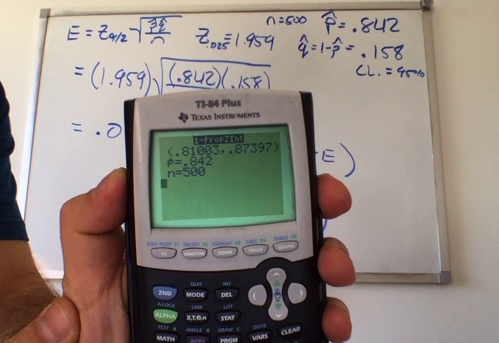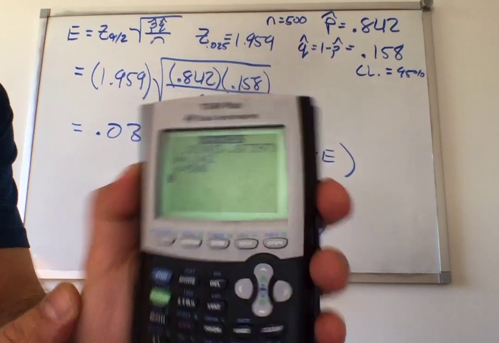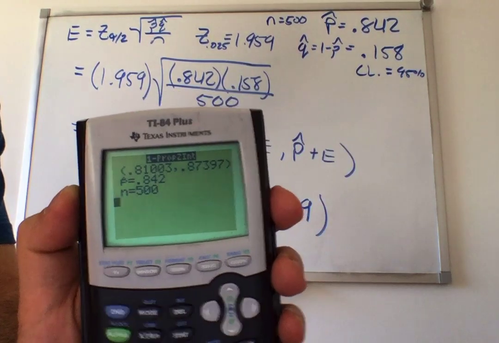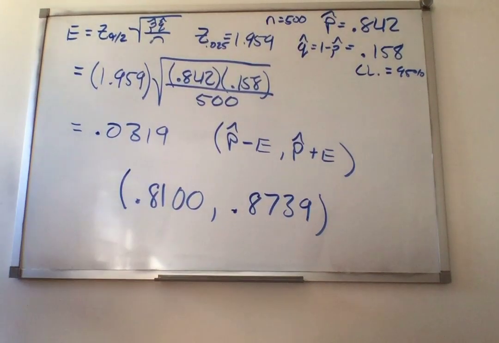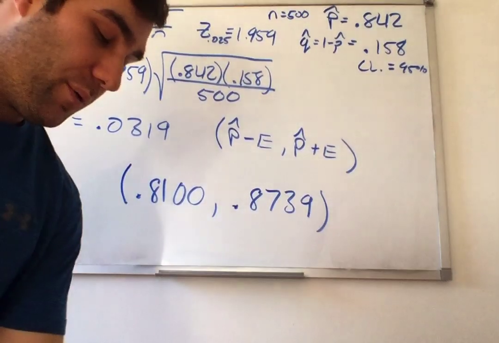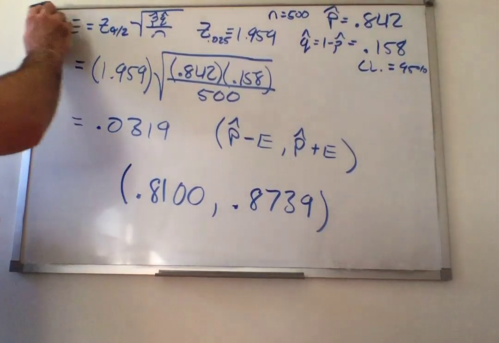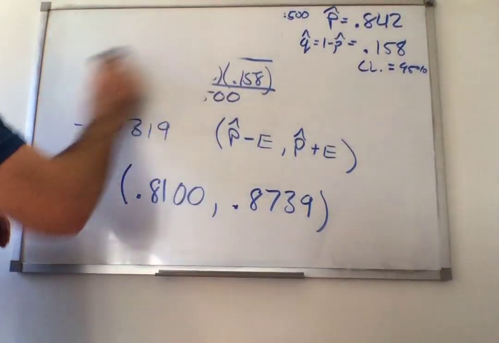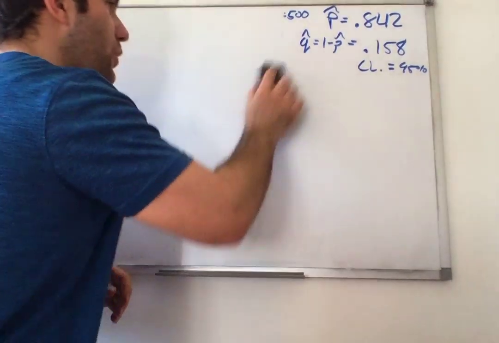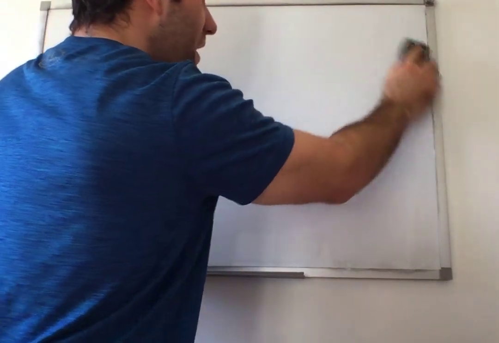0.8100 and 0.8739. Yes. So as you can see, it matches our answer that we got by hand. All right. So now I want to warn you about something when doing these problems.